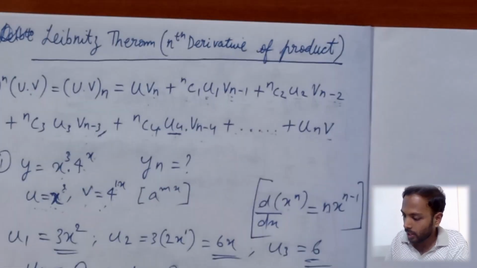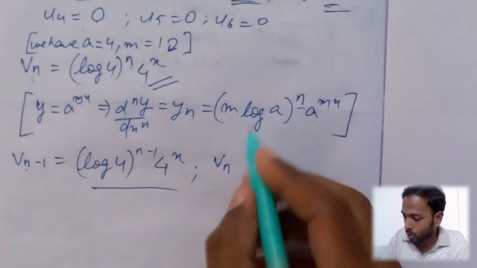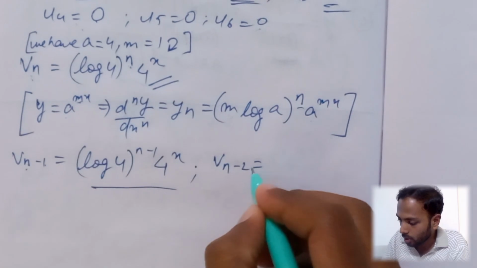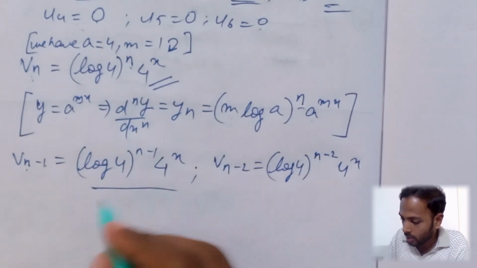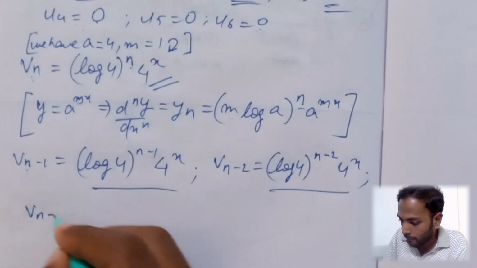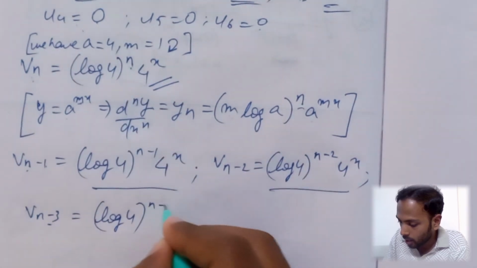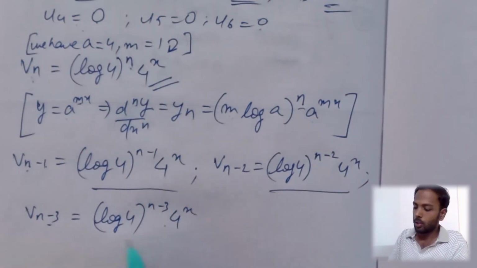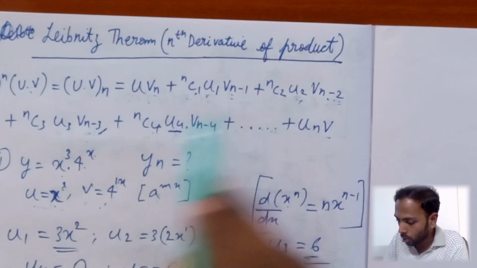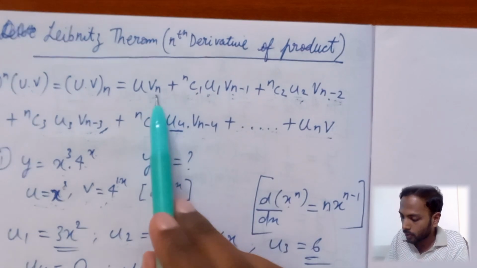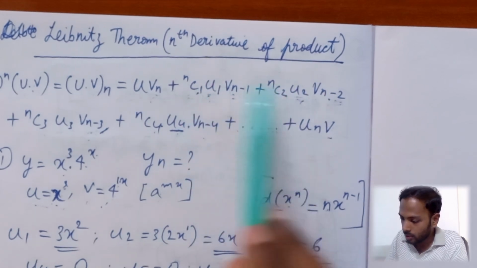Now we also need Vn minus 2 and Vn minus 3 for this particular question. So Vn minus 2 would be what? Wherever you see n, put now n minus 2. So log 4 n minus 2 into 4 power x. Similarly, V of n minus 3 would be log 4 to the power, in place of n, put n minus 3, 4 power x. Now we have found C1, C2, U1, U2, U3. And then we have also found Vn minus 1, Vn minus 2, and Vn minus 3. So the only thing left is to find NC1, NC2, and NC3.